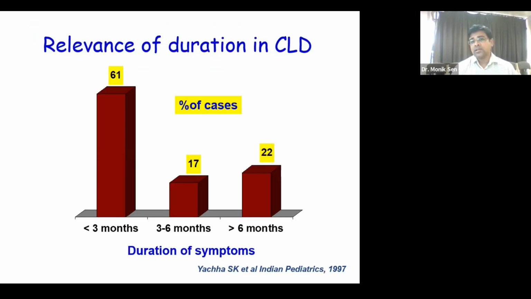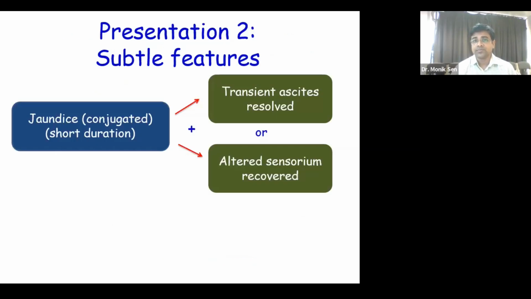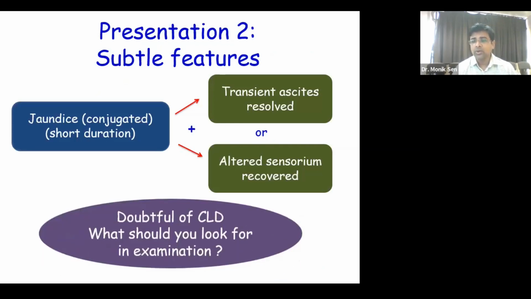It is not necessary to have 6 months of jaundice to call it chronic liver disease. There may be features of chronic liver disease, but the symptom duration may be very, very little, as low as 3 months in 60% of the cases. Second is subtle features. That means you have a jaundice which may be mild or of a short duration, but you may have had transient ascites that have come and gone, altered sensorium that has come and gone, and you are doubtful that there is an underlying CLD.